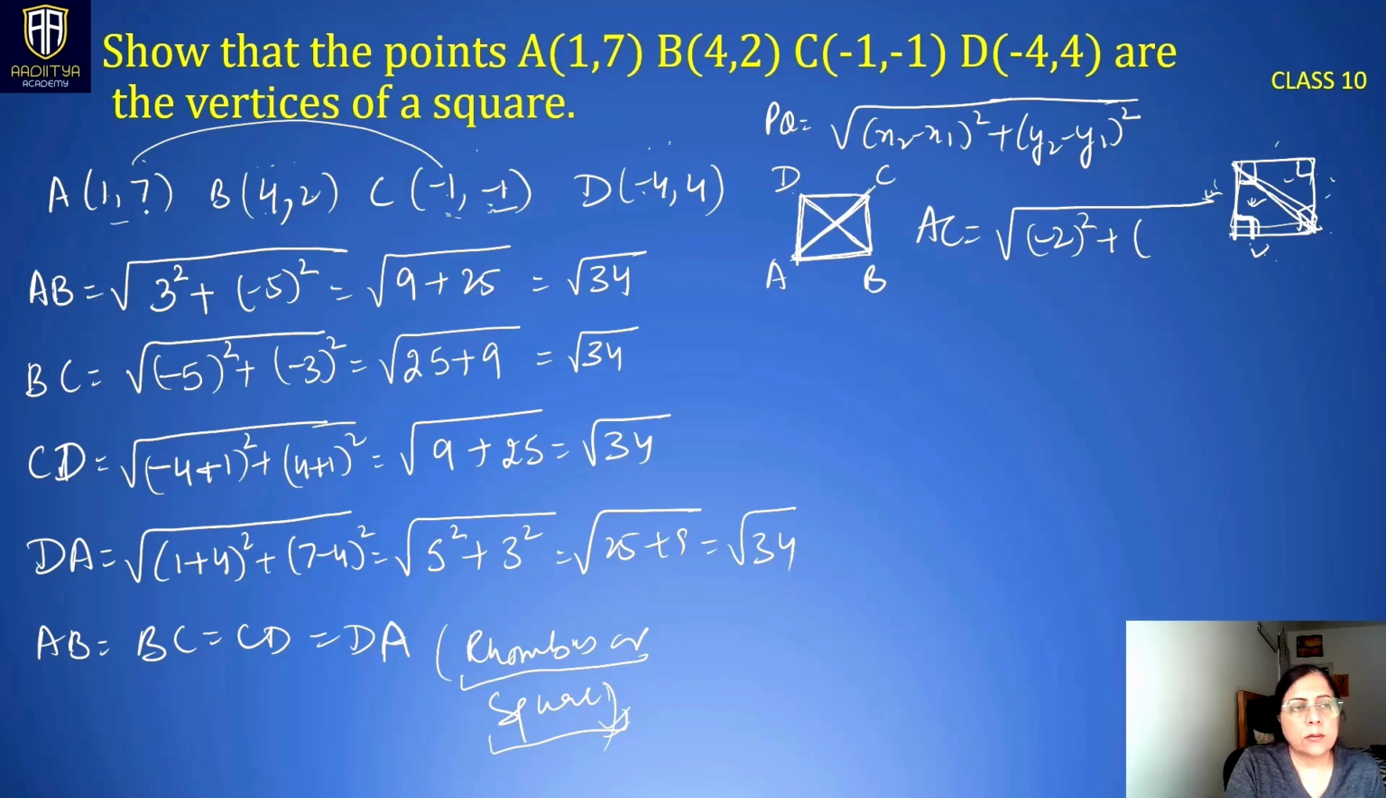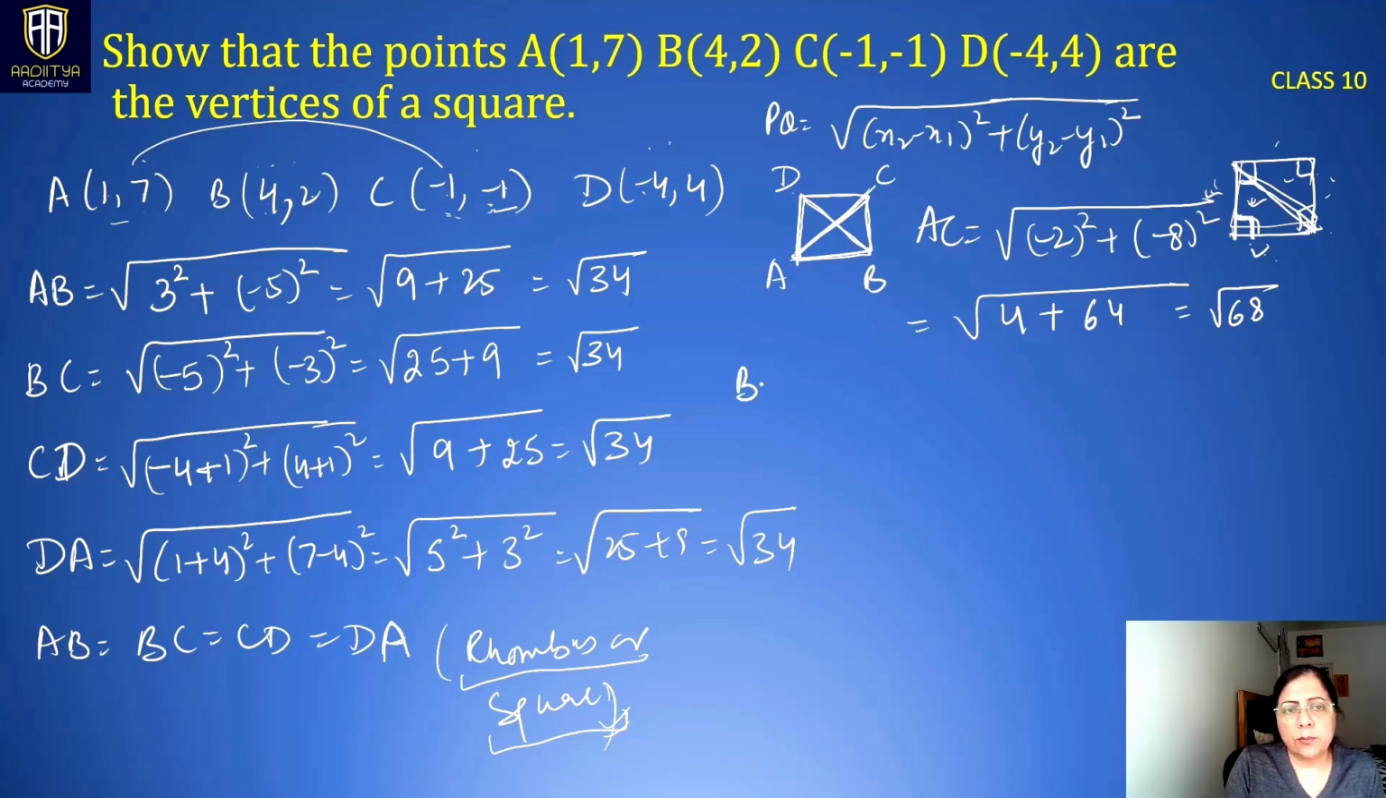Minus 1 minus 7 is minus 8 squared. So this becomes 4 plus 8 squared, which is 64. So this is root 68. I am not getting into simplification of this.